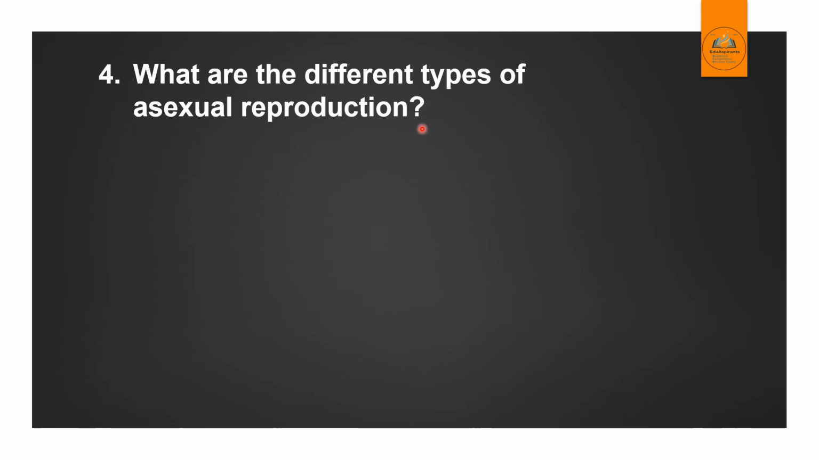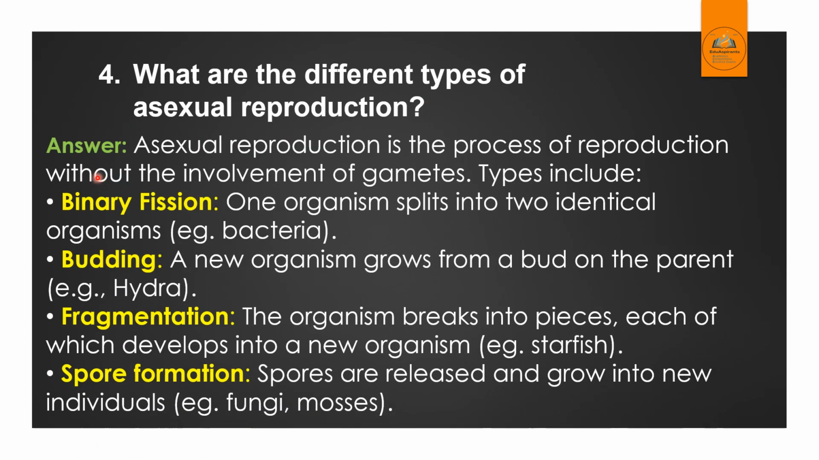Question 4. What are the different types of asexual reproduction? Asexual reproduction is the process of reproduction without the involvement of gametes. The types are binary fission: one organism splits into two identical organisms, for example, bacteria. Budding: a new organism grows from a bud on the parent, for example, Hydra. Fragmentation: the organism breaks into pieces, each of which develops into a new organism, for example, in starfish. Spore formation: spores are released and grow into new individuals, for example, fungi and mosses.